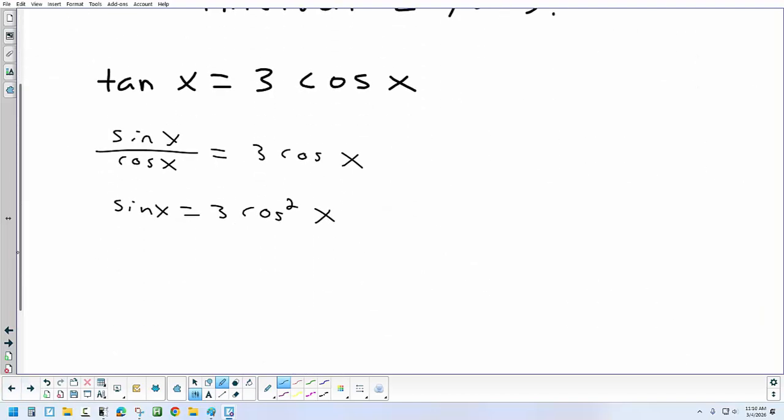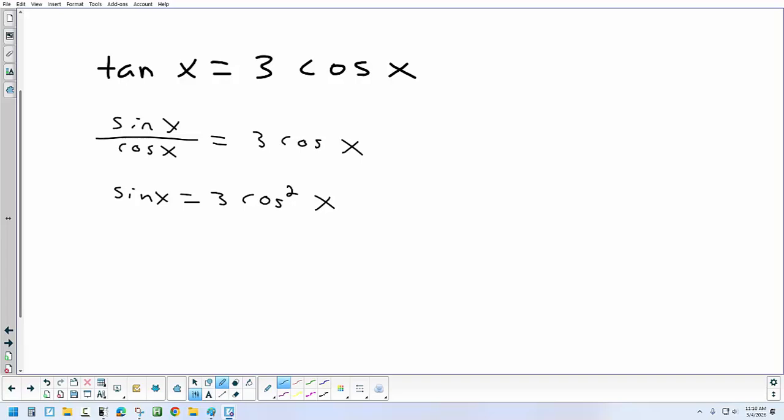Okay. So what would we do next here? Yep. X equals 0. And would you want to put everything on the left or the right? Subtract the 3 cosine squared x. Yes. Put everything on the left. We want that cosine squared negative for now because of what happened last time. So negative 3 cosine squared x plus sine x equals 0.